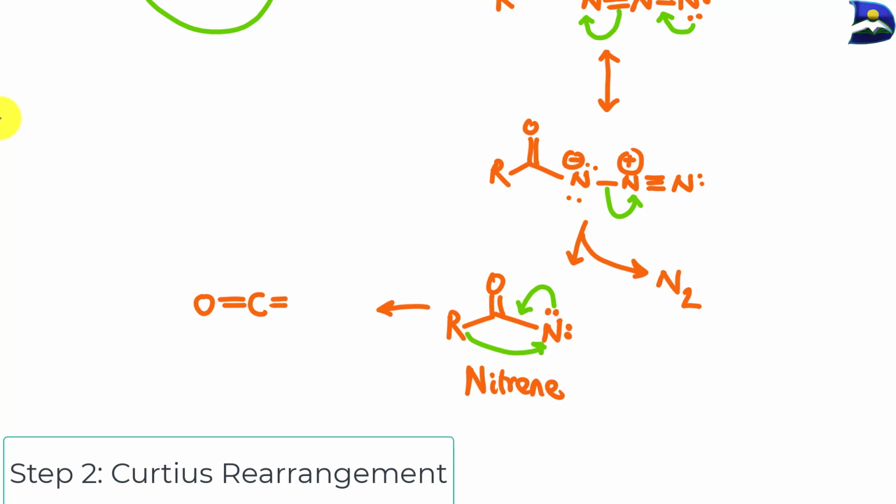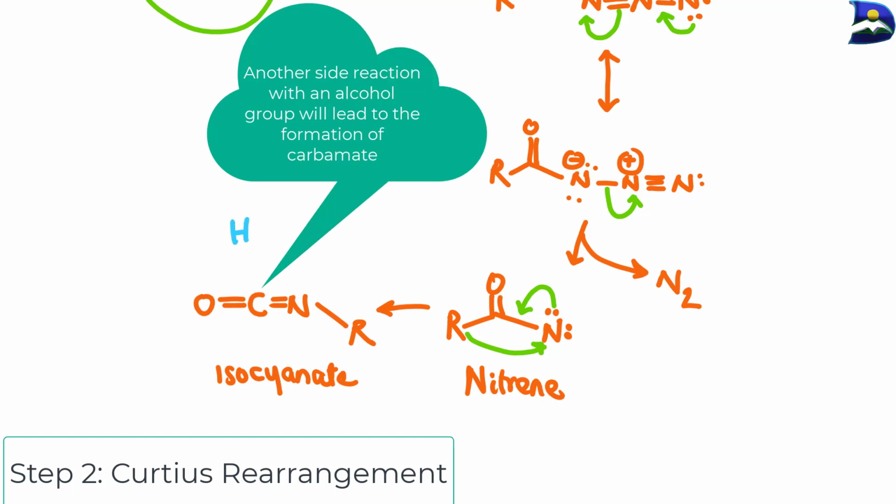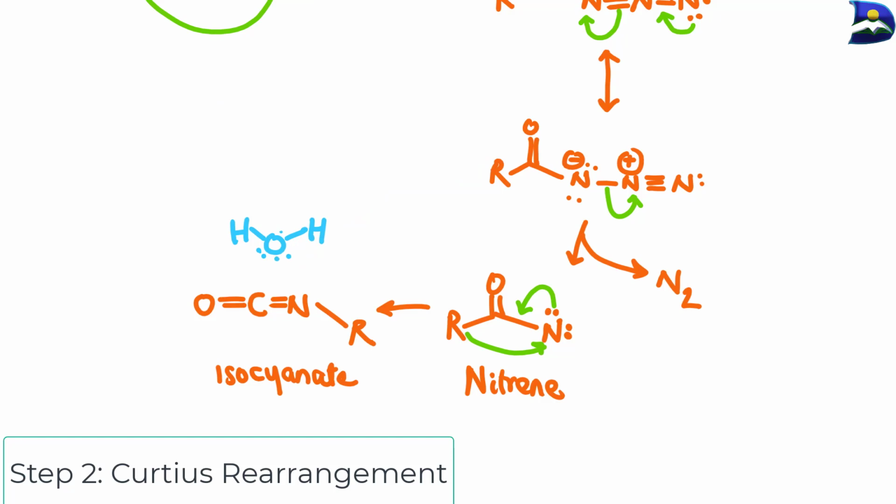This carbon forms a double bond with nitrogen, and this forms a single bond with the R group. Now this here is known as the isocyanate, and this will lead us to another reaction where water comes in. The oxygen present in water is able to form a bond with carbon due to its lone pair, and therefore this leads to the breaking of a pi bond to form a lone pair on this oxygen, and this leads to the formation of this.